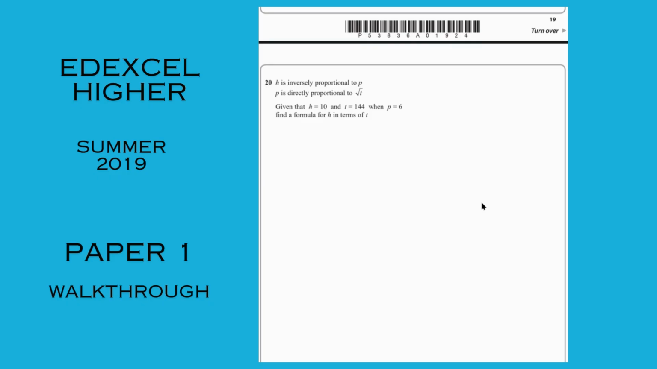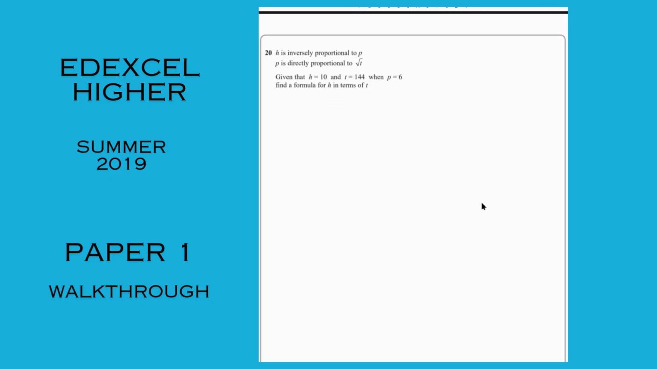Number 20. Proportion, but connected proportions. Deal with them separately, then bring them together. H is inversely proportional to P. P is directly proportional to the root of T. Carry on. Given that H is 10, get it replaced. And T is 144, get it replaced. When P is 6, stick it into both equations.